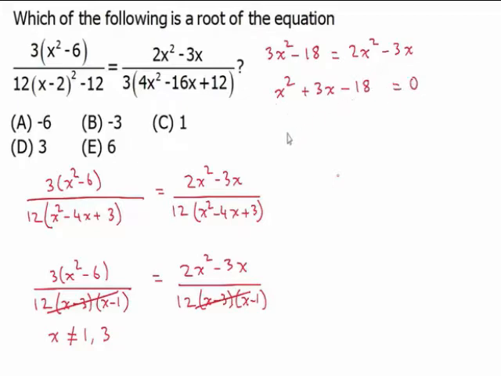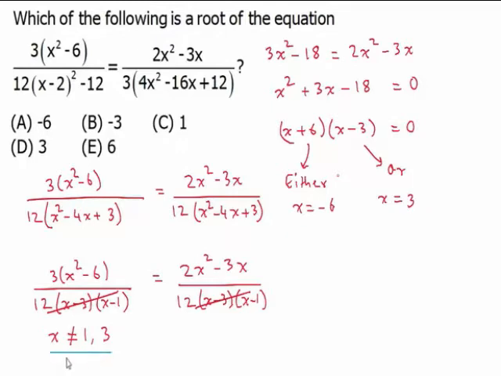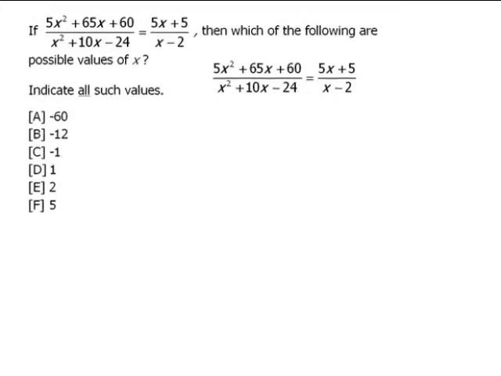And this expression can be factored as x plus 6 times x minus 3 is equal to 0. So we know that either x is equal to negative 6 or x is equal to 3. But we have already come to the conclusion that x cannot be equal to 3. Therefore, x has to be equal to negative 6. Answer choice A.